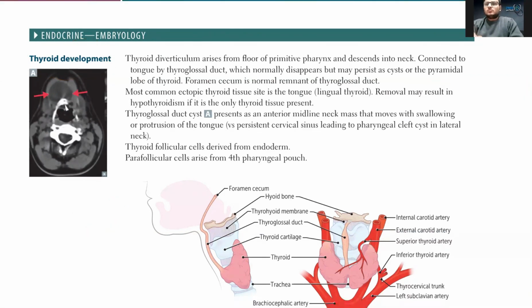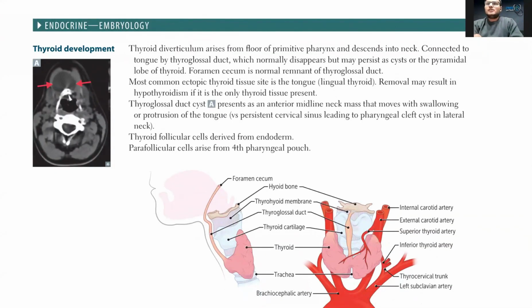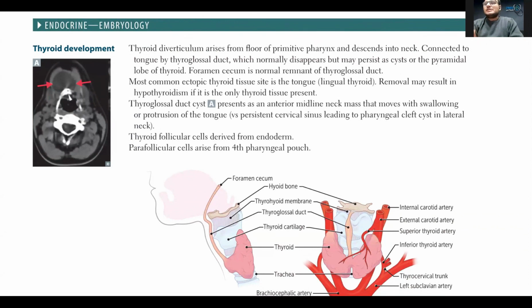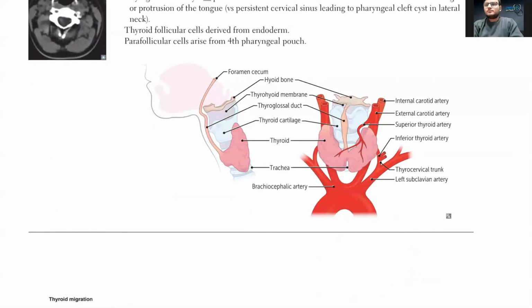To start with thyroid development, you must know what is the primitive structure that makes a thyroid. That primitive structure is called primitive pharynx. From the primitive pharynx a diverticulum is made, which is called thyroid diverticulum in initial phases. On the 24th to 28th day, the structure is produced which is called thyroid diverticulum. How? I will tell you in the picture.